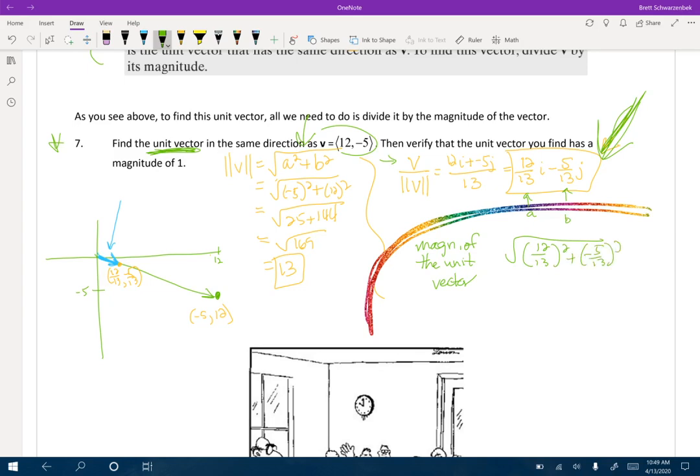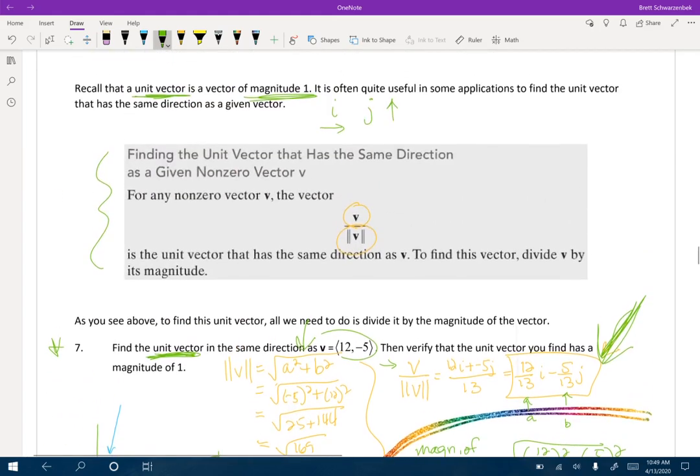Okay, so let's do this, even though it's a little crazy. It's going to be 144 over 169 plus 25 over 169. With common denominators, we add them together. Remember, don't take any square roots yet. We're going to get 169 over 169, which is the square root of 1, which is, ta-da, 1. So the magnitude of this vector is officially 1.